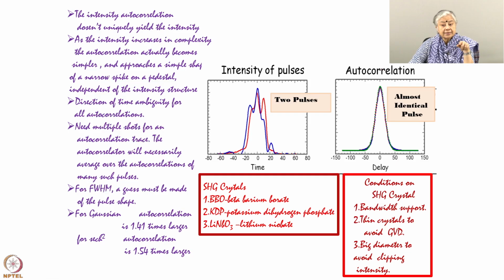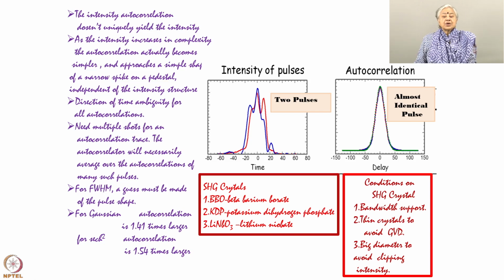and also to get a full width half maximum, we have made some kind of a guess. See here, we have made a guess of that Gaussian pulse. In case of a Gaussian pulse, the autocorrelation pulse is 1.41 times larger. In case of sech square, it is 1.54 times larger. This you can derive just like I have derived before. 1.41 means that root 2, it comes out as a root. So, in case of Gaussian and sech square, you have a different multiplication factor for your full width half maximum.